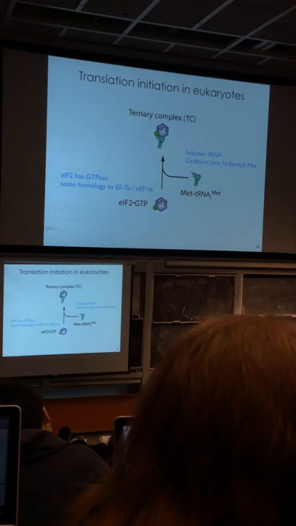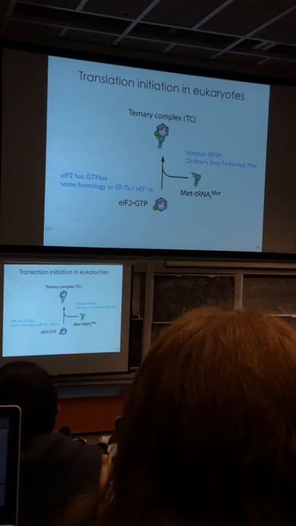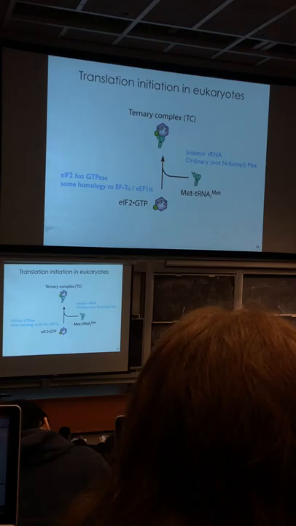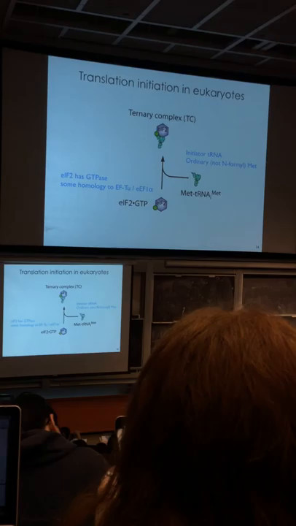EIF2 has a GTPase domain, and it actually has some homology to EF-Tu or to EF1 alpha. So these are the proteins that bind to elongator tRNAs when they bring them to the ribosome during elongation. So there's actually structural homology to this factor that binds to the initiator tRNA in order to bring it to the translation initiation complex.